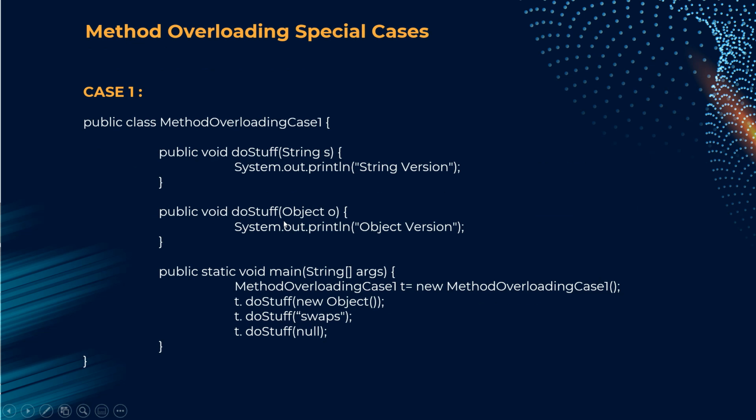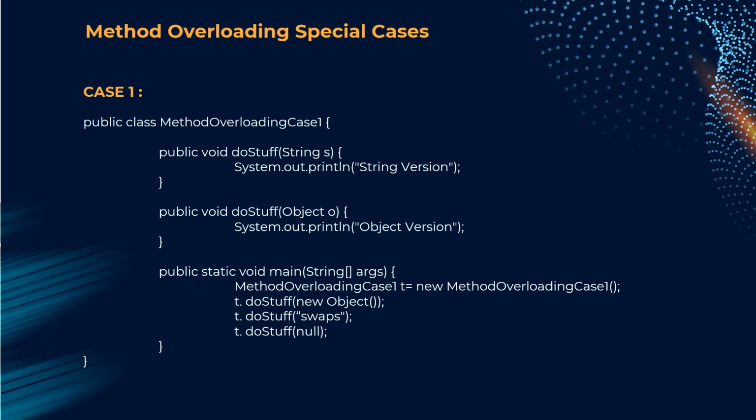Okay, so this is case one, and in this case, if you see, there are two methods with string as an argument and object as an argument, and we are calling these methods by passing this object and string as argument. So this doStuff call will give us the object version as output as we are passing new object. Then the next doStuff call, we are passing Swapnil as an argument, that is a string, so we will get string version as output.